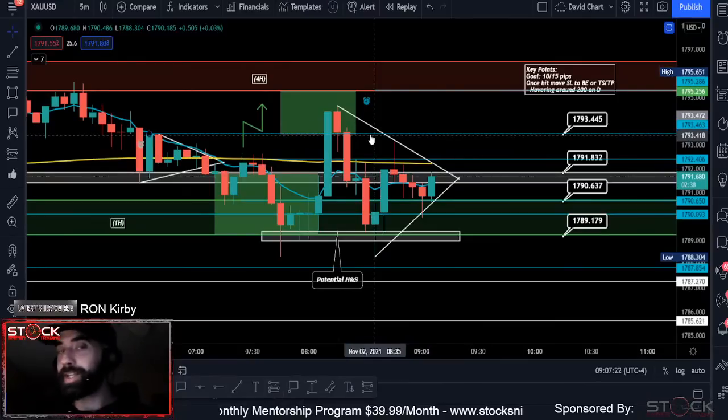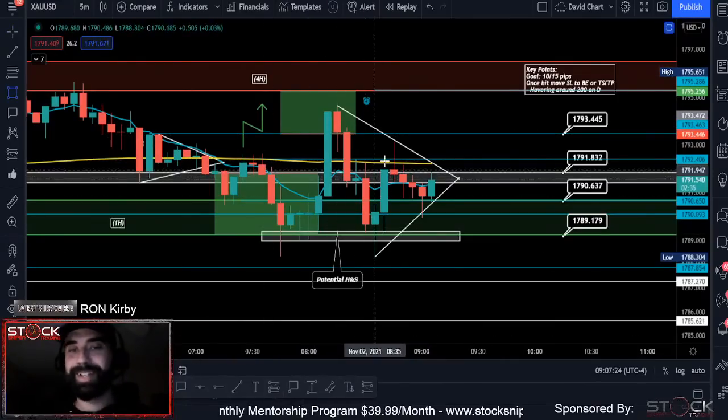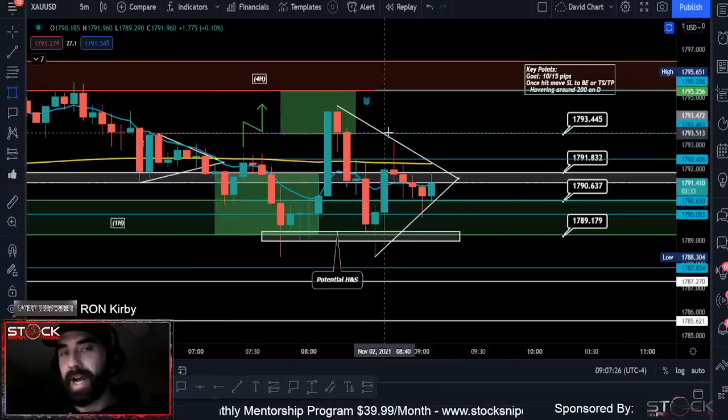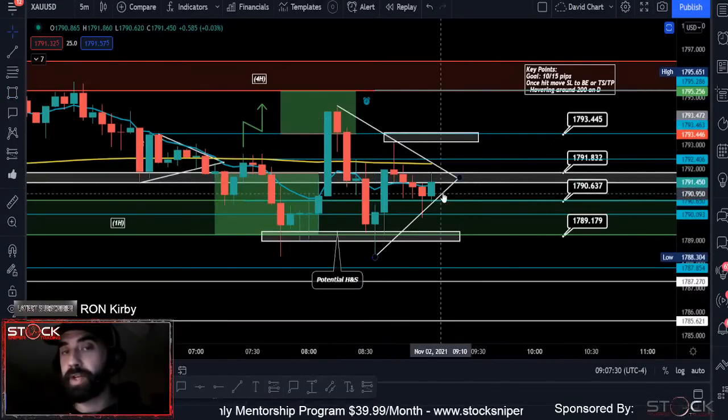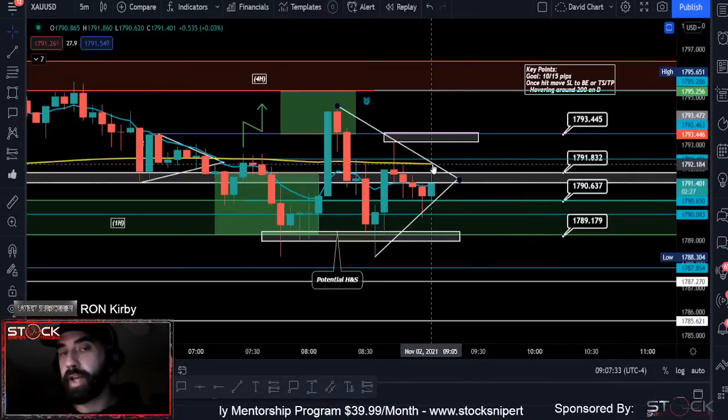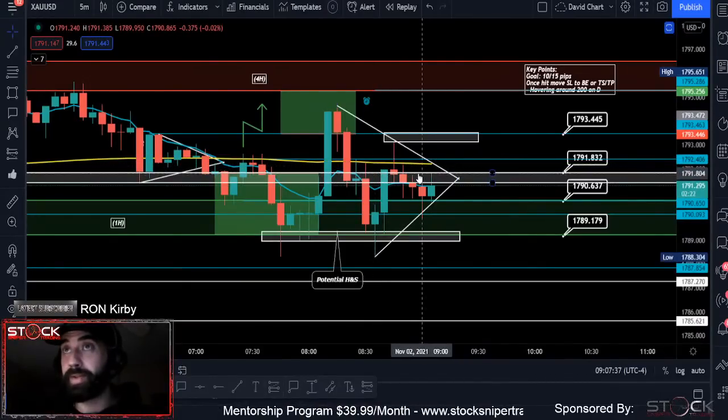Gold keeps changing, and this is the thing with gold. You see these wicks right here? I would look for maybe potential double bottom if this is going to continue holding this uptrend. That's why you got to watch this 200, okay? It's very important for this EMA, and you can see how they're hovering gold right around this, all right?